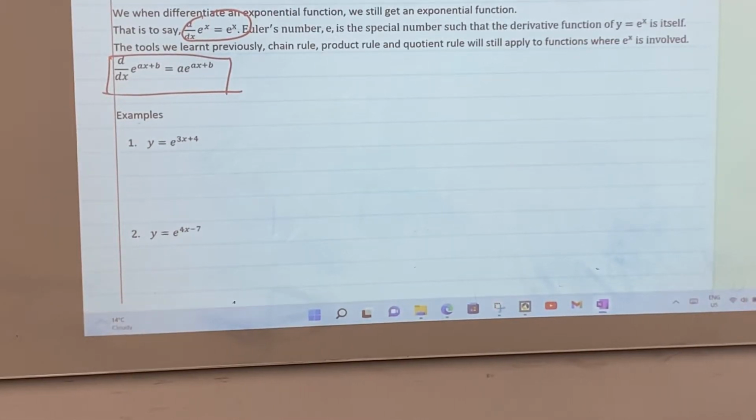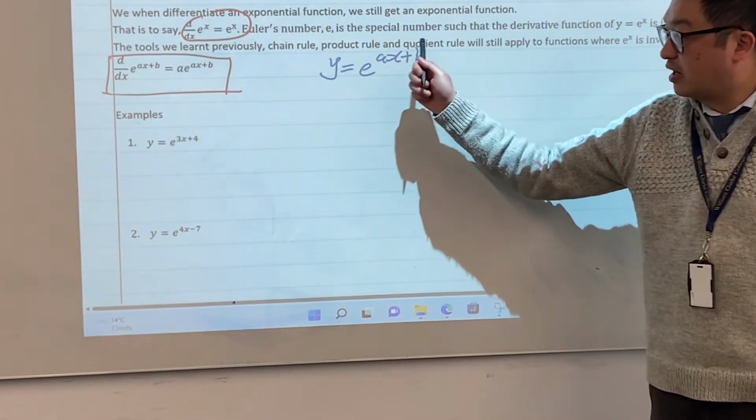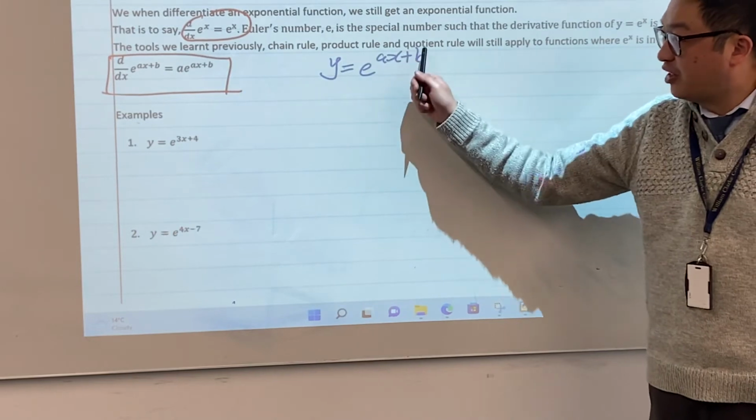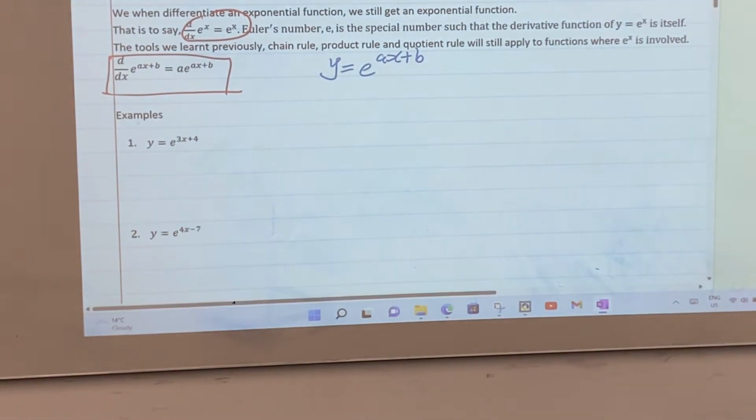So let's try again. Today we're going to differentiate exponential functions. First things first, if I had y equals e to the power ax plus b, I recognize there are two functions here. That is one function, and e to the power something is another function. So there are two functions involved. When there are two functions involved, we use the chain rule.